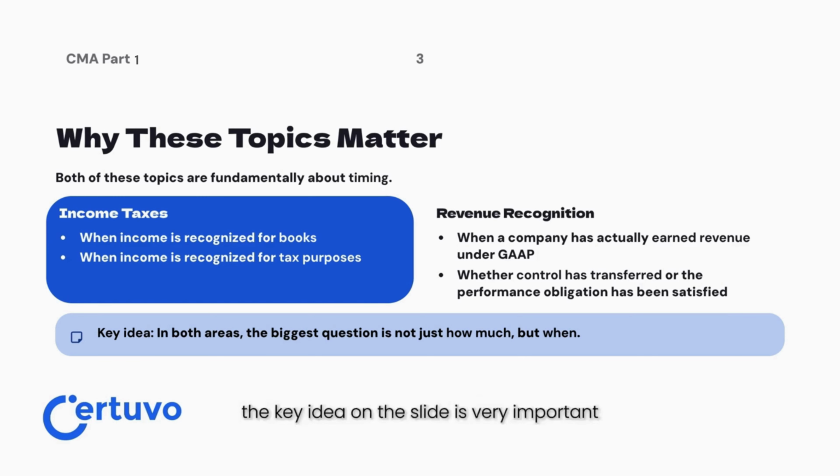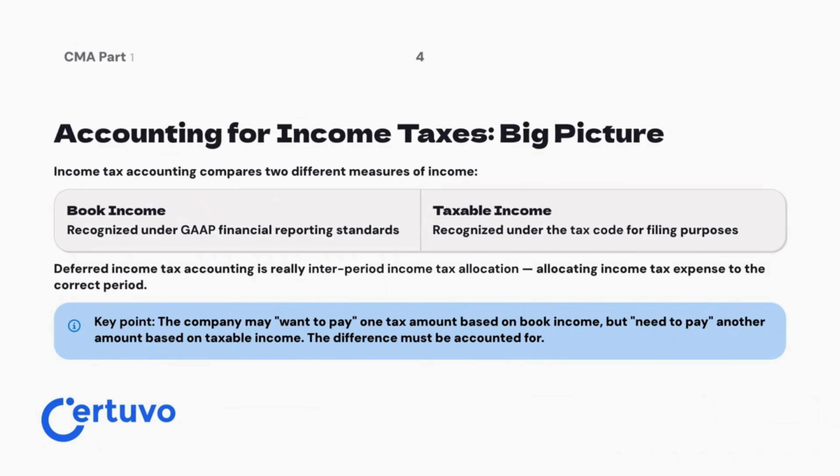The key idea on the slide is very important. In both areas, the biggest question is not just how much, but when. This sentence is really the foundation of the whole lecture. A company may receive cash today but recognize revenue later. A company may report income for book purposes in one period but pay tax on it in another period. So accounting is not only measuring amounts, it is also placing those amounts into the correct reporting period. Let's move to Slide 4.